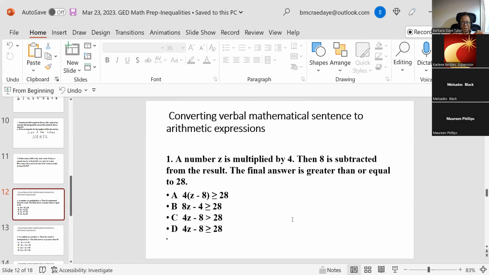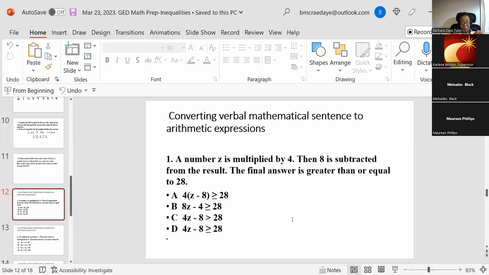to 28. Tell me if you can get the answer. So Z is multiplied by 4, 8 subtracted from the result. I will say A. You would say A. What would you say, Mercedes? Give me one sec, miss. Z multiplied by 4, then 8 subtracted from the result.